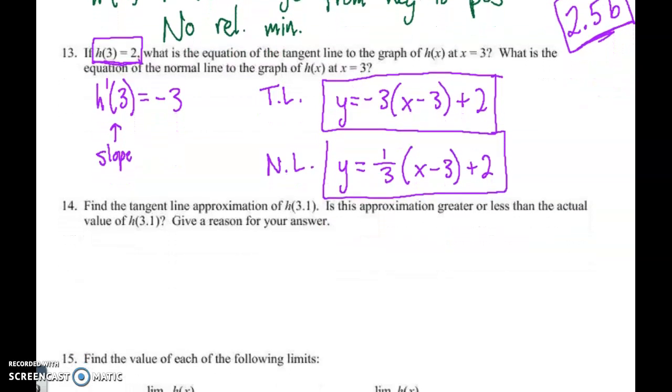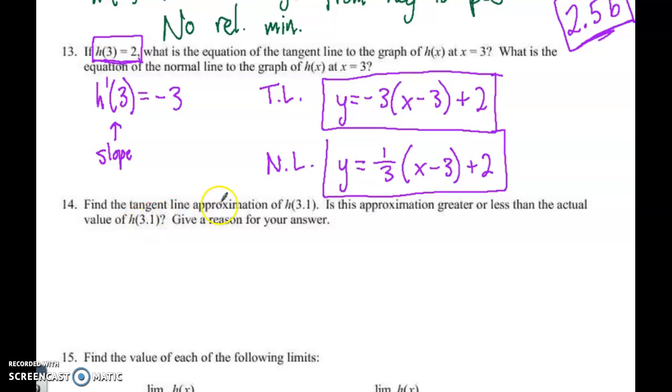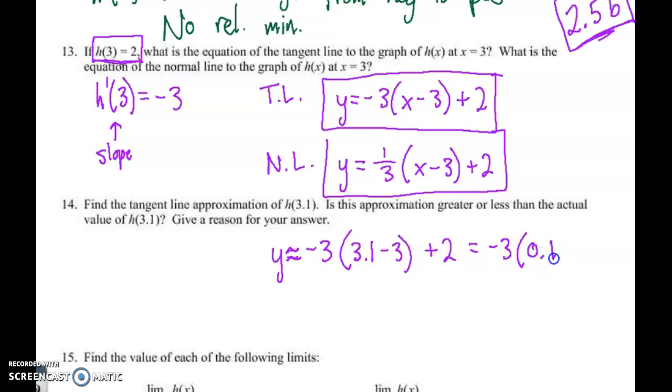So why do we do that? It's because then we can approximate the tangent line for h of 3.1. We know when x is 3, h is 2. Now we can figure out the tangent line approximation, and I should put the approximately symbol. Plugging in 3.1 for x, it's -3 times 0.1 plus 2, which is -0.3 plus 2, which tells me that's about 1.7.